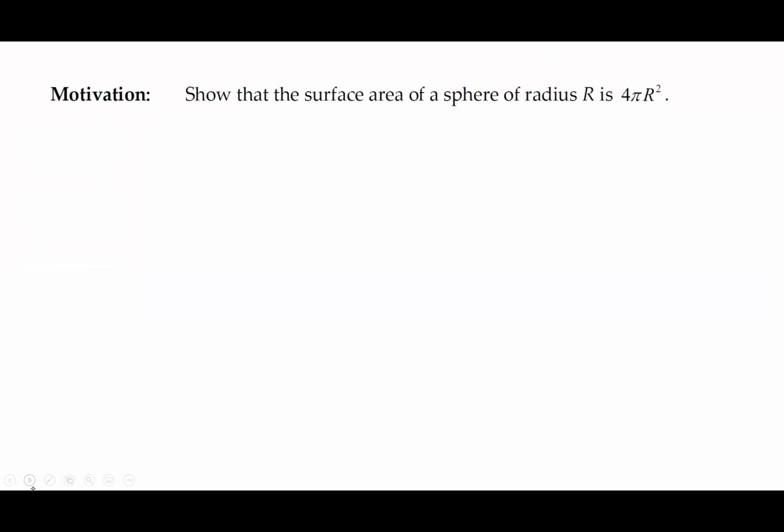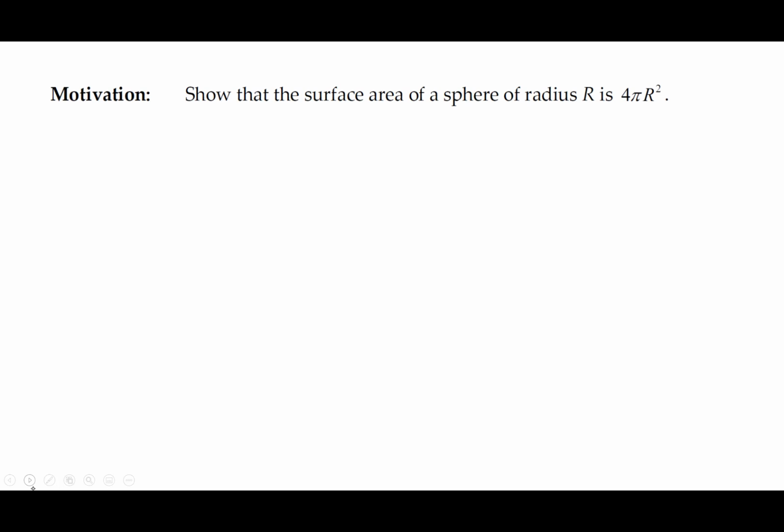Here's one of those formulas that you learned way back in the day, and we kind of just put it in our pocket and say either, yeah, I remember what that is, or I don't remember what it is, but I'm gonna go look it up. Well, we're gonna actually find it now, okay? Show that the surface area of a sphere of radius r is 4 pi r squared. So that's something we're actually going to go in and do.